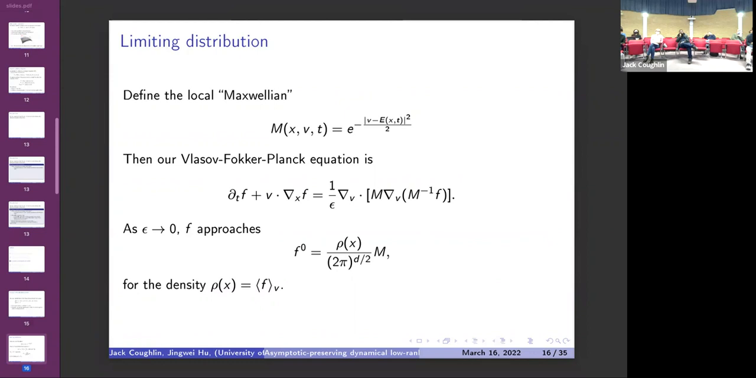So once we introduce this M, our Vlasov-Fokker-Planck equation can be rewritten in this way. And so I won't labor the point, but you can convince yourself that as epsilon goes to 0, this F naught should approach M times some function depending on X. And this is the function that we'll call rho, the density. And it's going to be equal to the 0th moment of F, so just by construction.